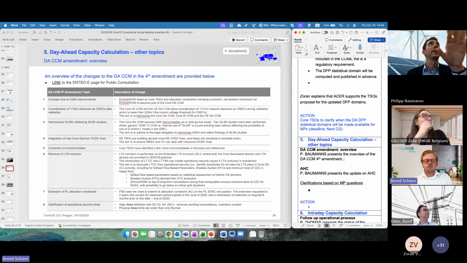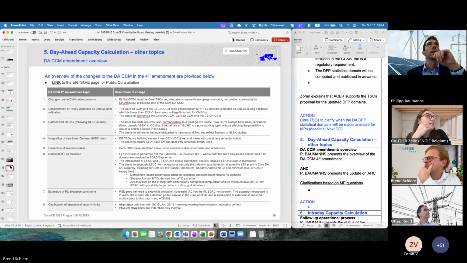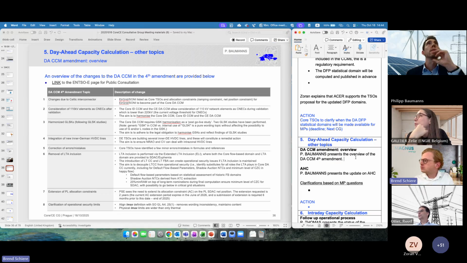I'm not sure if there are any urgent topics that we need to discuss on the fourth amendment beyond the LTA inclusion removal today. Any other feedback could be provided in the consultation as well. For the sake of time, I think we can go forward.